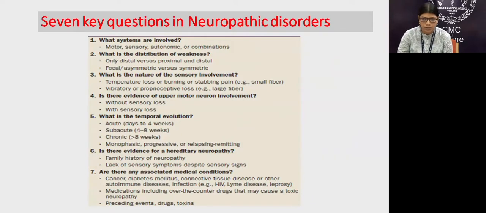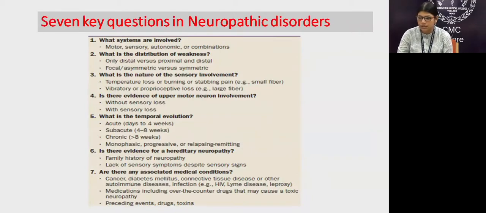The fifth question we need to ask carefully during the history and examination is what is the temporal evolution of the symptoms, because this is the single most important question which helps us to figure out what could be the underlying etiology for this kind of neuropathy presentation. Acute presentation is any time between days to 4 weeks, a classical disorder being GBS; subacute is 4 to 8 weeks; and chronic is more than 8 weeks, the classical disorder being chronic inflammatory demyelinating polyradicular neuropathy, otherwise known as CIDP. We also need to know whether the neuropathic disorder is monophasic, progressive, or relapsing and remitting. And often this information is elicitable at the history level itself.